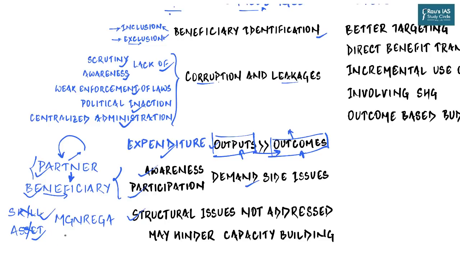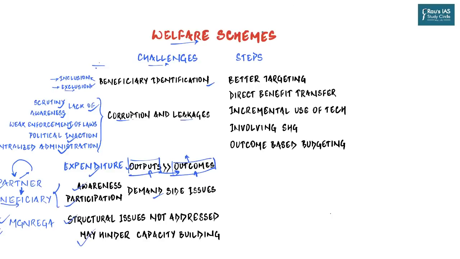And so the likelihood of MGNREGA benefiting rural society in the long term, in terms of sustainable employment opportunities, is nowhere near the horizon. And then there is also a thought that these welfare schemes may hinder capacity building. Unlimited welfare schemes may disincentivize the beneficiaries from improving their capabilities and make them reliant upon government benefits perpetually. So it's not like the Government of India has not taken any steps to counter these challenges. Of course, the government has.